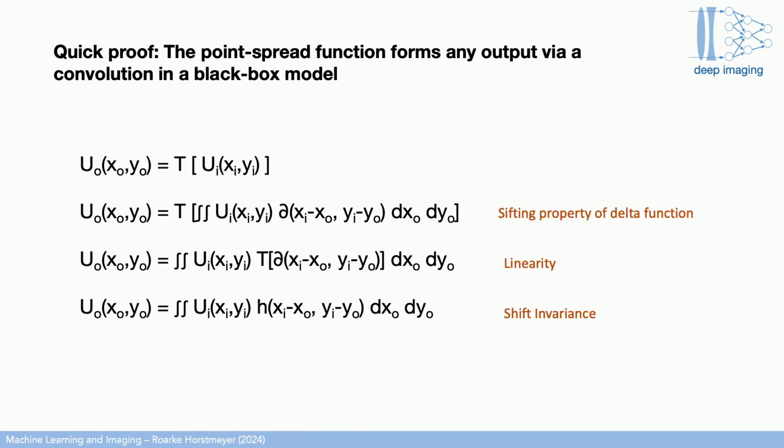We can go ahead and use the sifting property of the delta function to rewrite that input as an integral of that input, or rather a convolution of that input with a delta function, right? In other words, if you move a delta function around any function and sample it, you'll just recreate the original function, right? So this is just like an identity that we use.